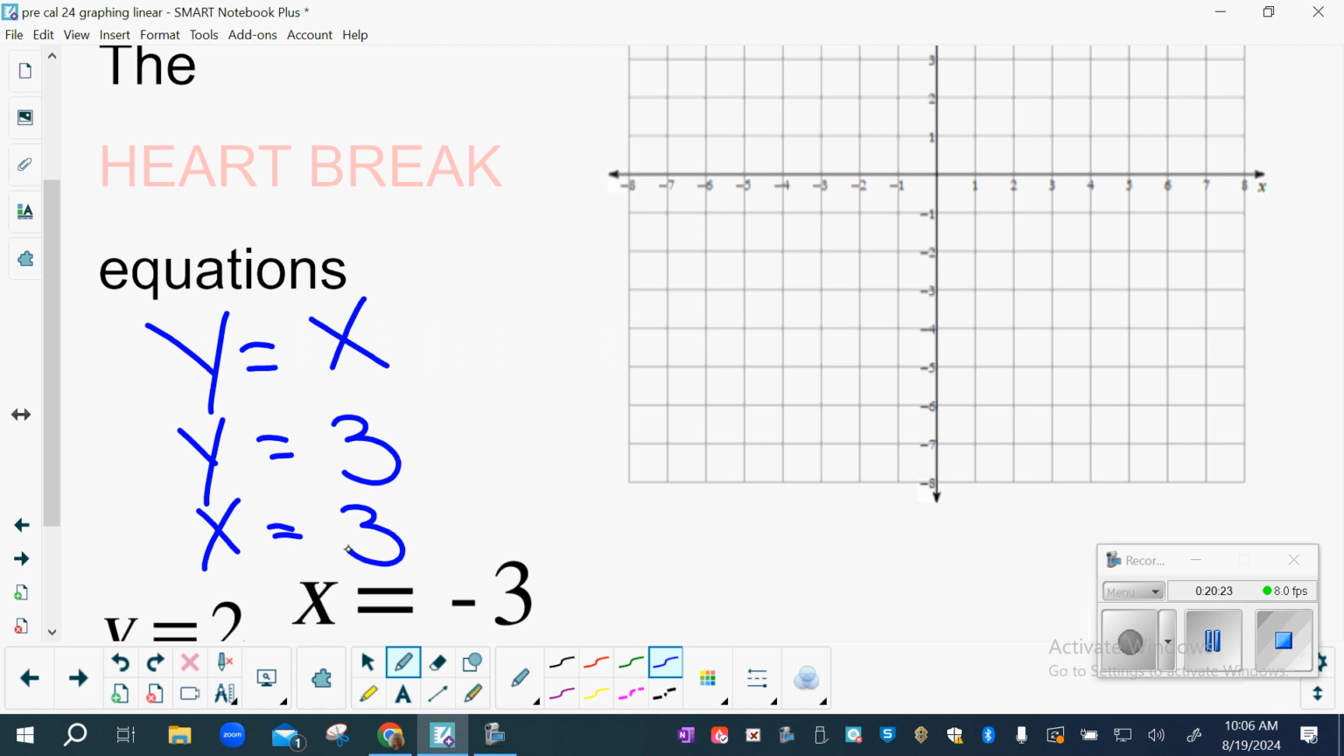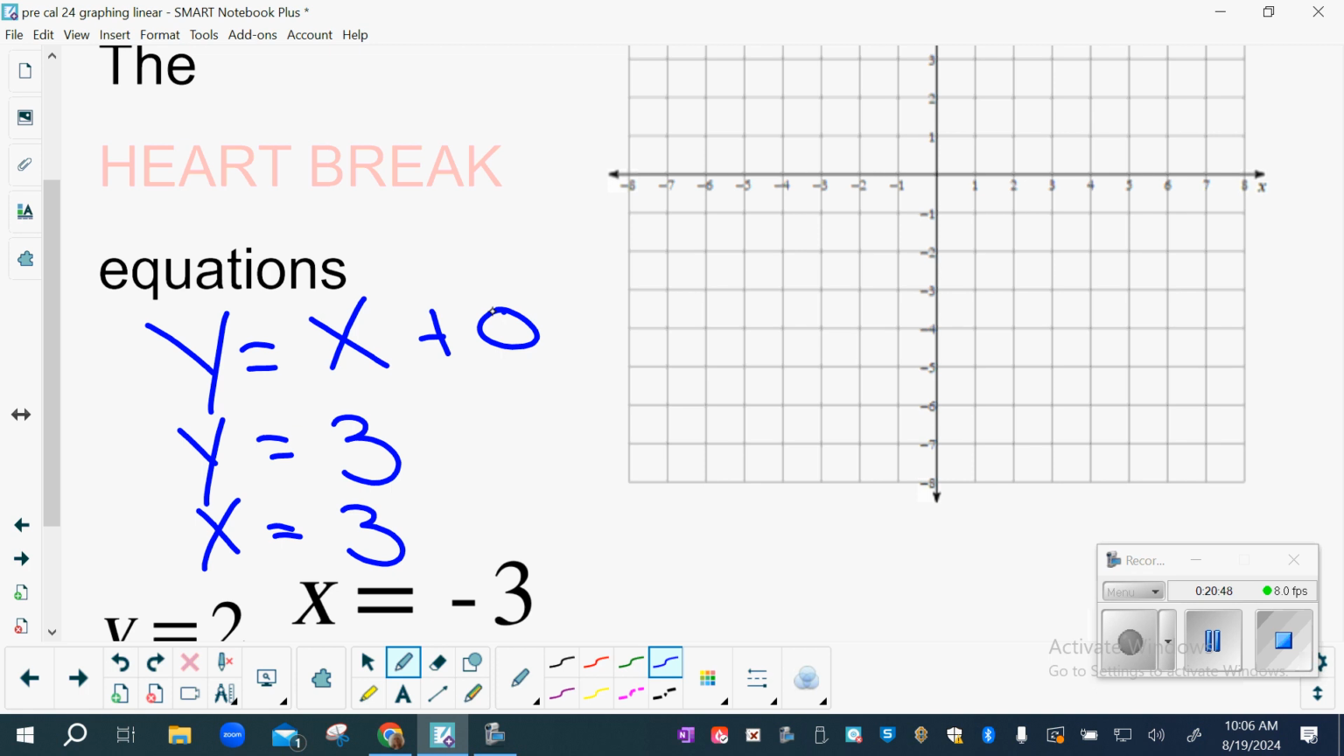These are the weirdo ones. And I catch people with these every single year. And I'm going to give you some hints on them. So the first one right here, the Y equals X, is not truly a weirdo problem. It's actually a really easy problem. It's got an X and a Y. It's a regular old slanty line. It's just super easy to graph.